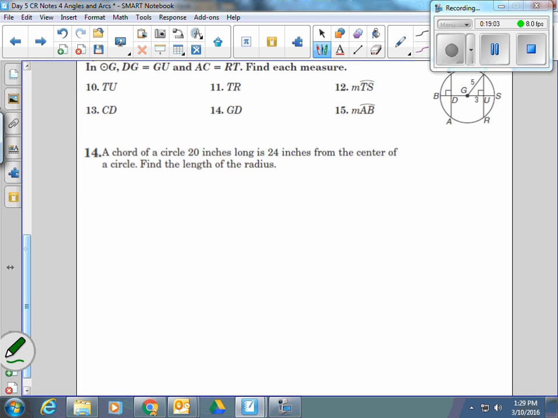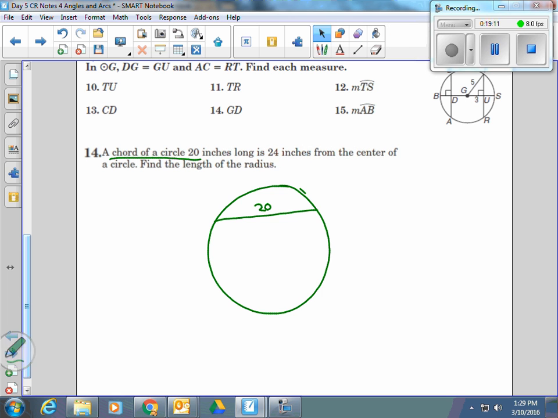Okay, it says right here, a chord of a circle is 20 inches. And then it tells me that my chord is 24 inches from the center of my circle. What happens when we have a chord and a radius? Because they're perpendicular, they bisect each other, right? So wouldn't this be 10 and 10? Yes.